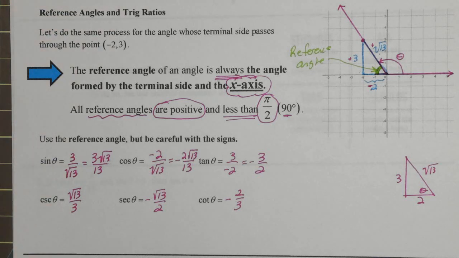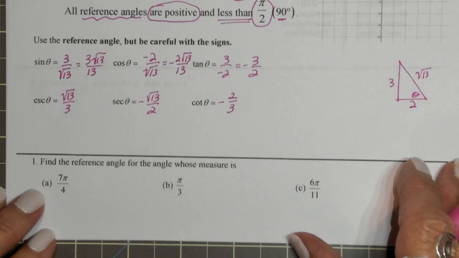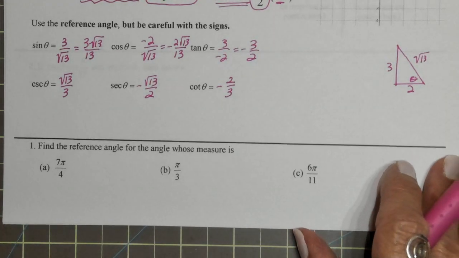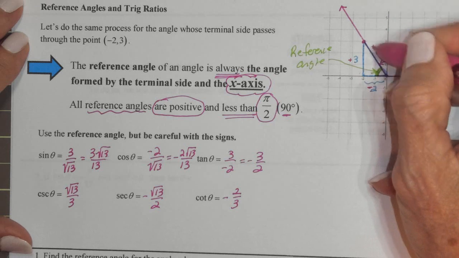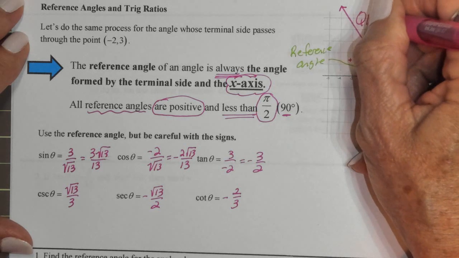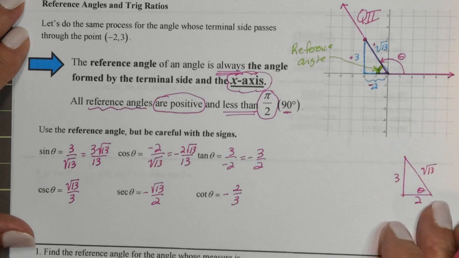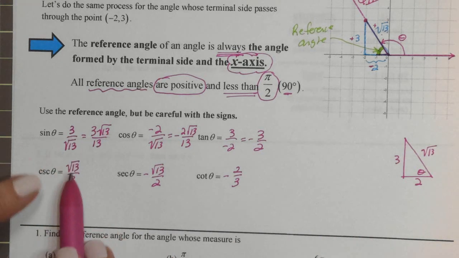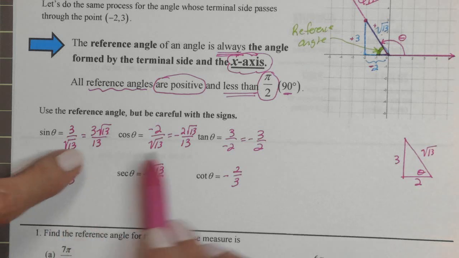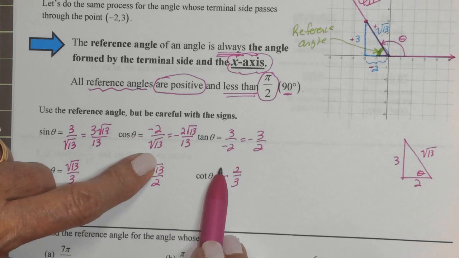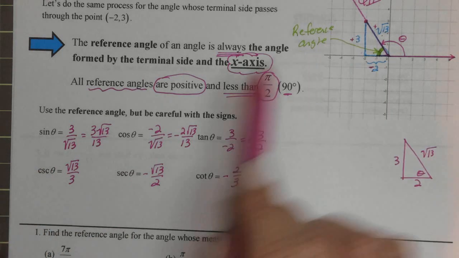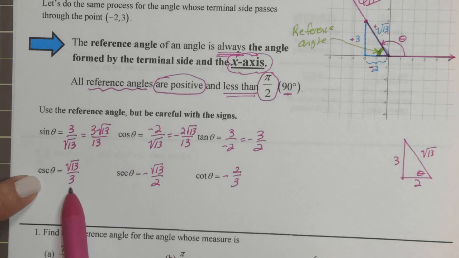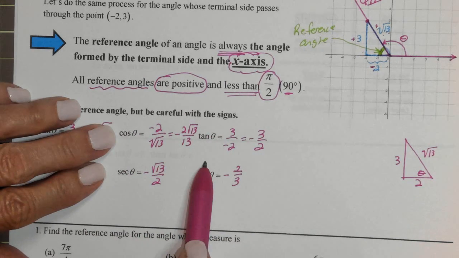Okay? Reference angles. So let's talk a little bit more about reference angles. Before I go on, this terminal side was in quadrant 2. This is quadrant 2 up here, right? Let's notice something. Sine and cosecant were both positive, but everything else was negative. In quadrant 2, that is always the case. Sine and its reciprocal will be the only positive ones. The others will be negative.